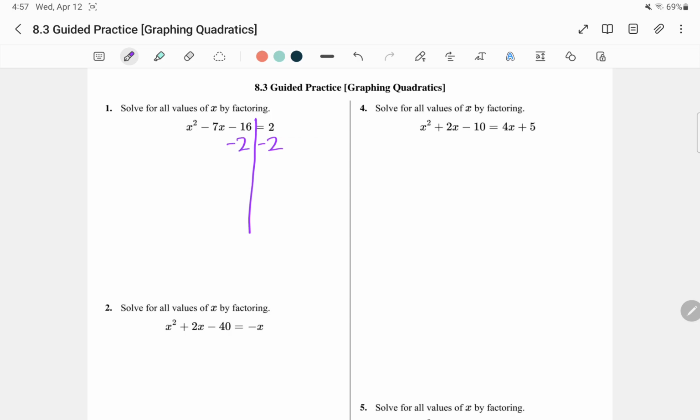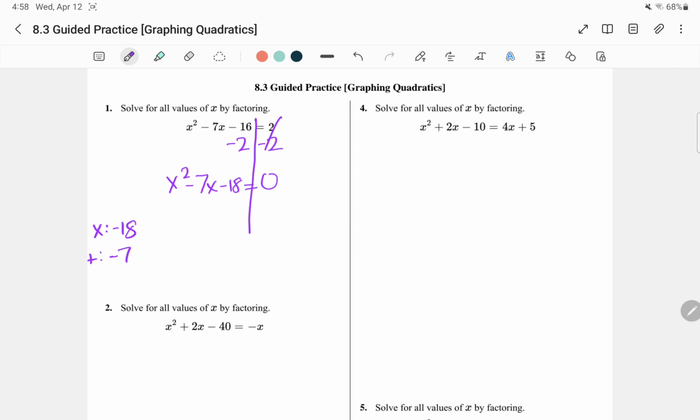Notice how I'm lining up the numbers, right? 2 goes with the 16. So I bring down x squared. I bring down negative 7x. And negative 16 minus 2 is negative 18. These cancel out, so I'm left with 0. Now I have to figure out what multiplies to negative 18 and adds to negative 7.